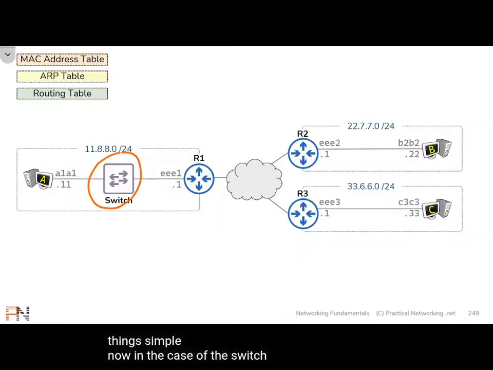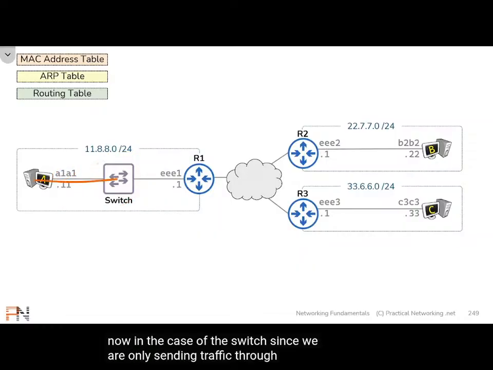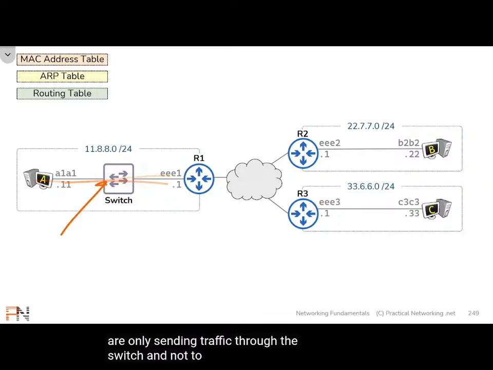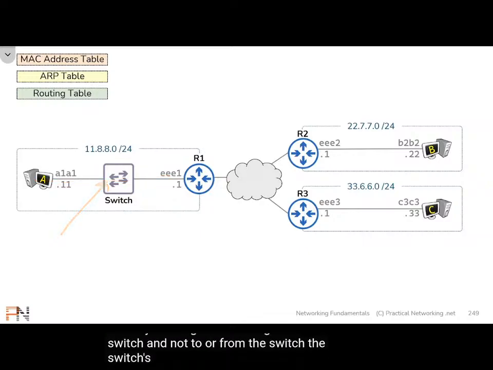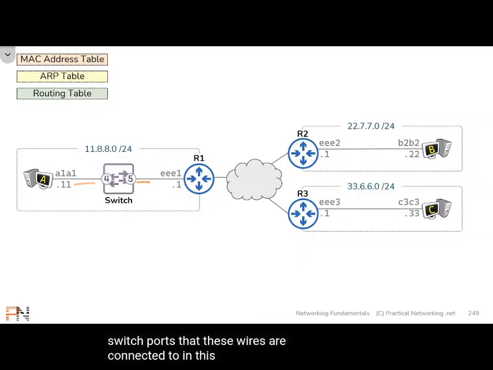Now, in the case of the switch, since we are only sending traffic through the switch and not to or from the switch, the switch's MAC address and IP addresses are irrelevant. We elaborated on this point back in lesson 4. So for our switch, we only need a label for the two switch ports that these wires are connected to. In this case, they're going to be port 4 and port 5.